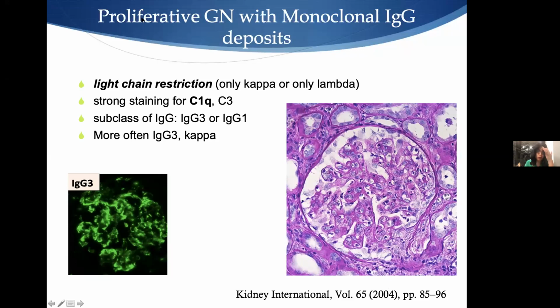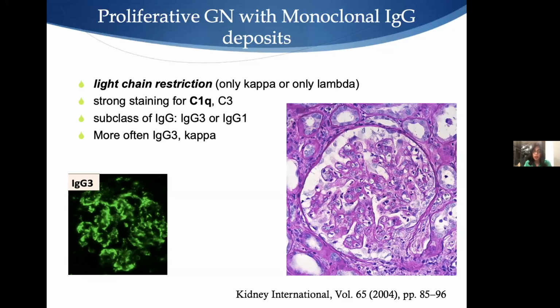So we have proliferative glomerulonephritis with monoclonal IgG deposits. Sorry, this is a typo. It's only kappa. There's no lambda here. So you have light chain restriction, only kappa, strong staining for C3, and they are also IgG with an IgG3 subtype. So this is an entity, again, which was first described in 2004. This is a rare entity, but an entity which we should consider in a patient who comes out of the blue, especially if he's over 50 years old, and then you get a diagnosis of a proliferative glomerulonephritis, or a diagnosis of an infection-related glomerulonephritis, because it can be easily diagnosed as an infection-related glomerulonephritis.